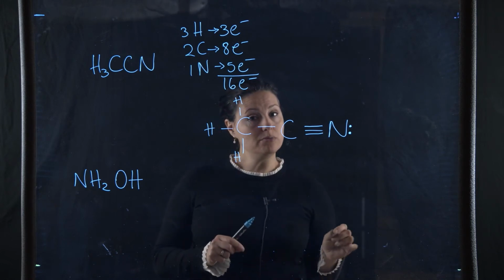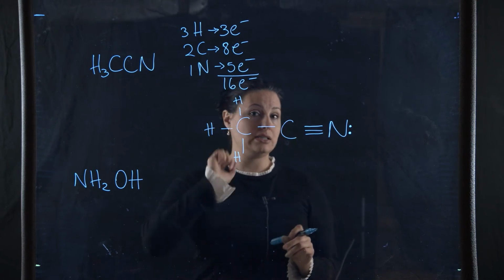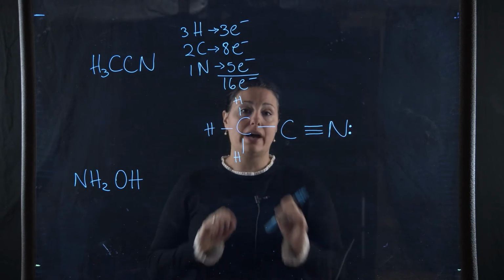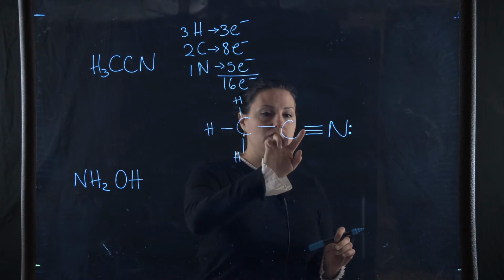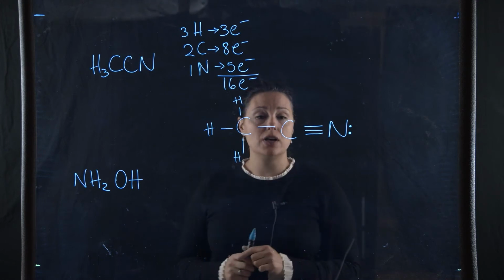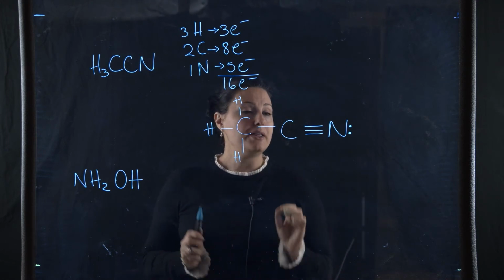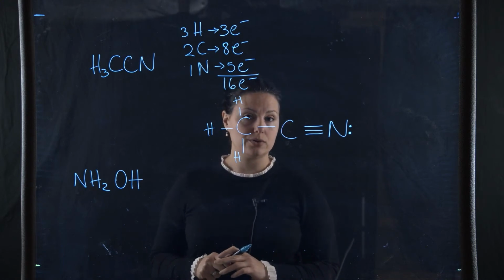You cannot use any more and you cannot use any less. So we have to count to make sure that there's 16 electrons dispersed throughout this molecule. 2, 4, 6, 8, 10, 12, 14, 16. That is the correct number of electrons. I've used them all up, and therefore this is the correct Lewis dot structure for this compound.